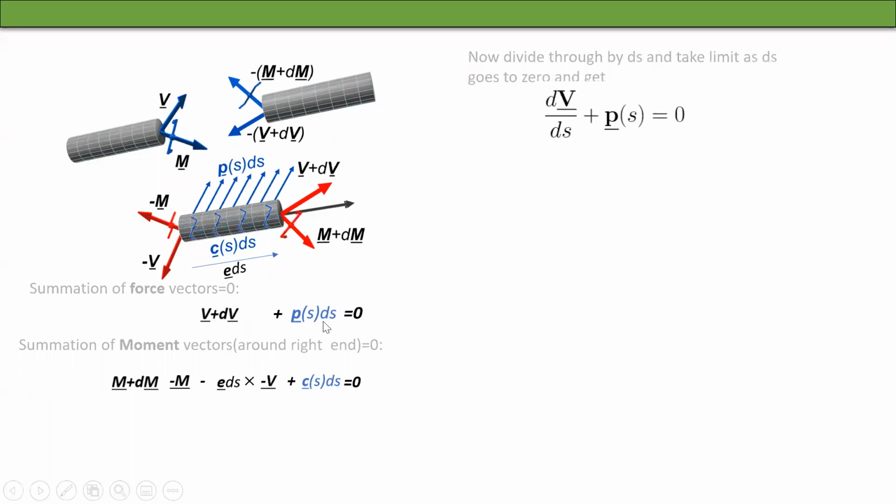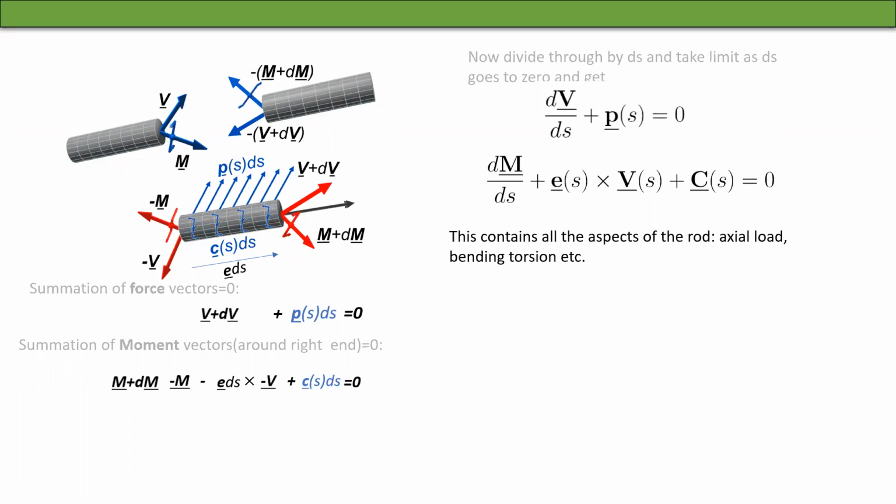If I divide by ds and take limits, I will get dV/ds plus P(s) equal to 0. You remember that minus V was there, somehow disappeared, but it's there. Okay. And then for dM/ds, the M and M will get cancelled. And I'm going to divide through by ds, and I'll get dM/ds minus E cross minus V will become plus E cross V, and then I'll get plus C. So these are my governing equations. And believe me, it has axial forces, bending moments, torque, everything built in.